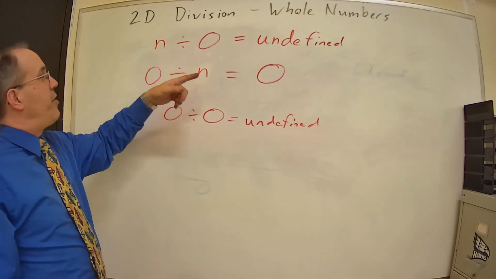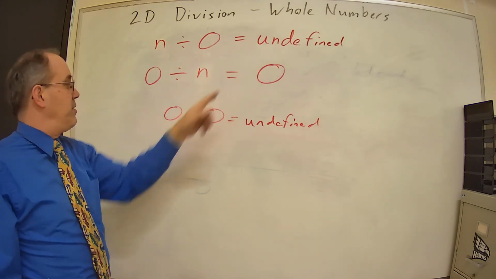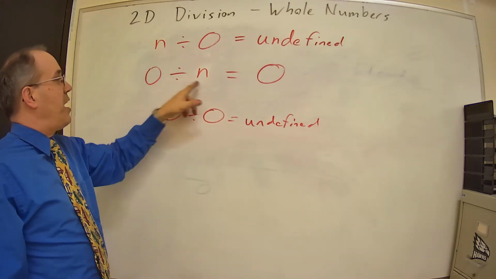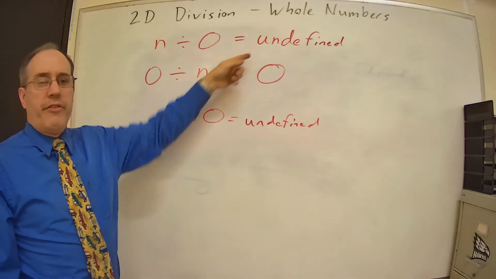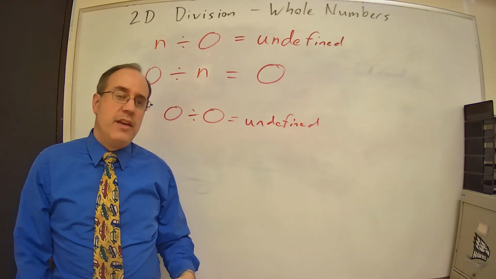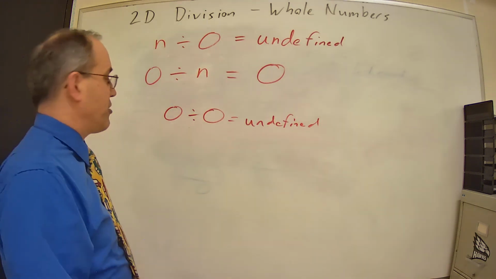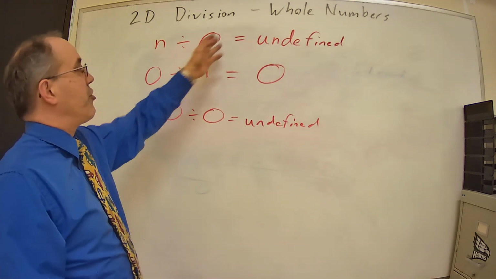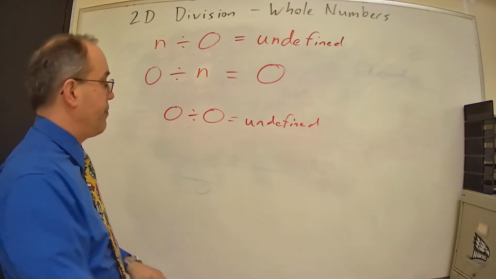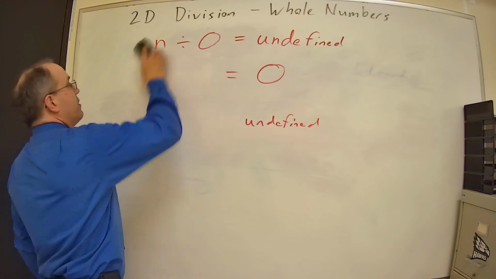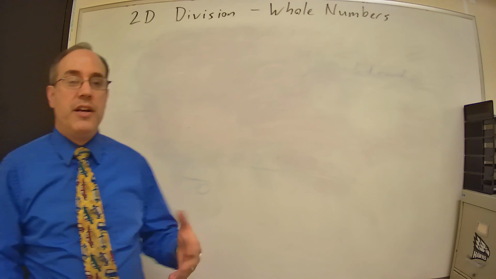So we end up with this paradox that anything divided by 0 is undefined, and 0 divided by any number is 0. So if we take 0 divided by 0, it needs to be undefined and 0 at the same time, which means it's undefined. You can't get an answer to that. So the dividing by 0 being undefined overrules everything else. So that gives us division by a whole number.